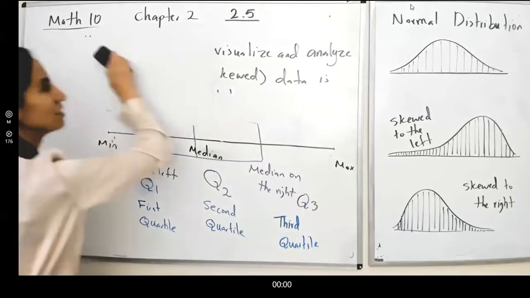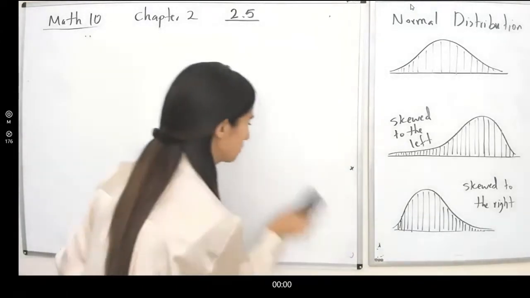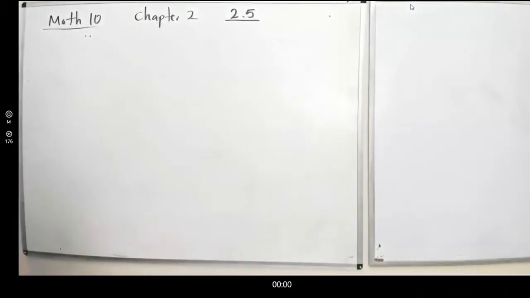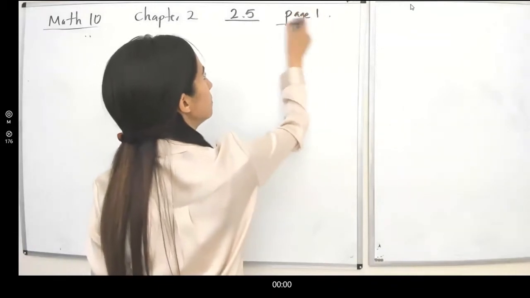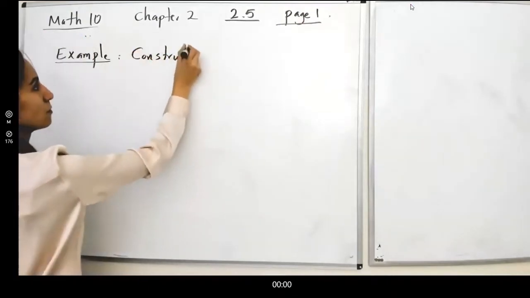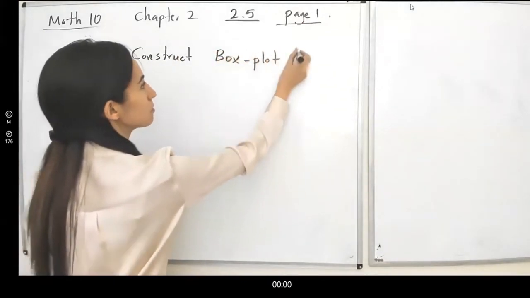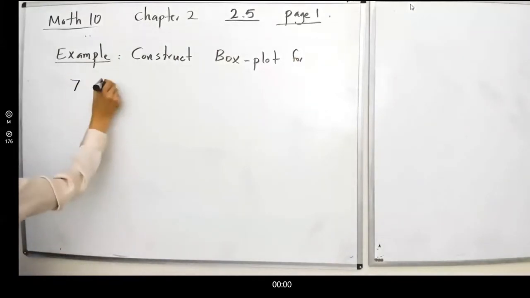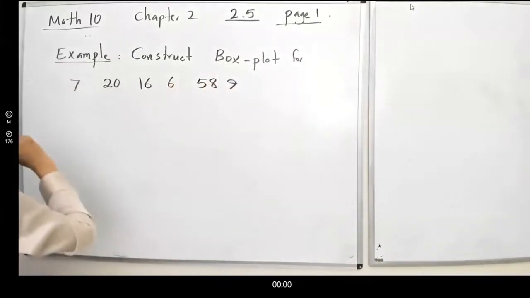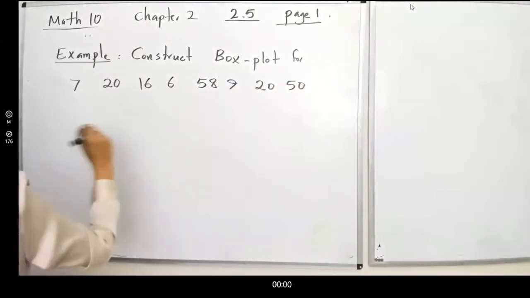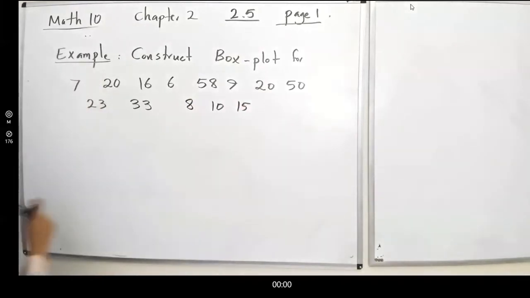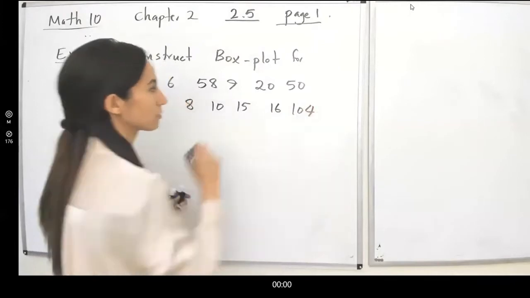Let us go over one example. Example: construct a box plot for the following data. Here you have 7, 20, 16, 6, 58, 9, 20, 50, 23, 33, 8, 10, 15, 16, and 104.